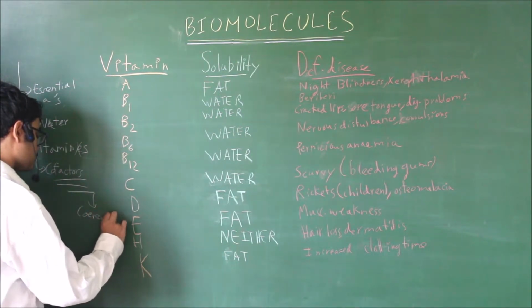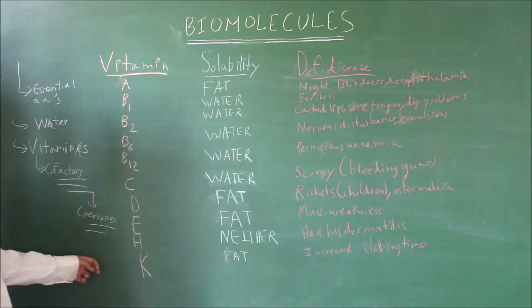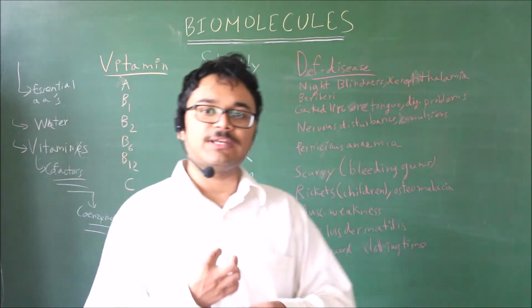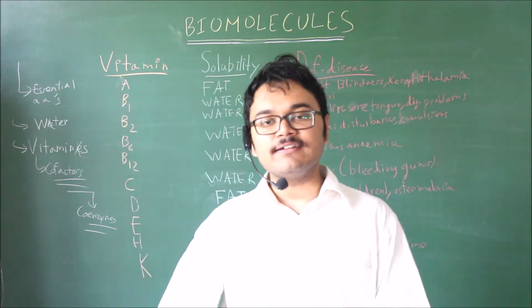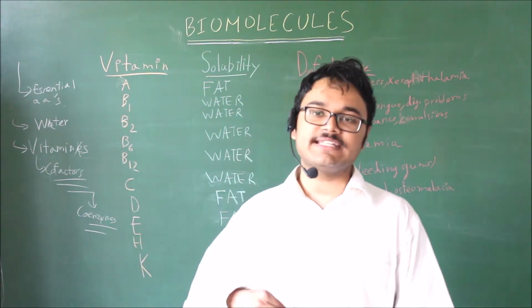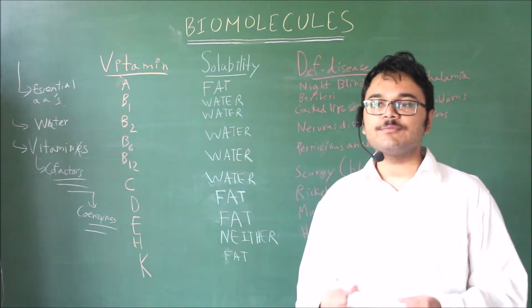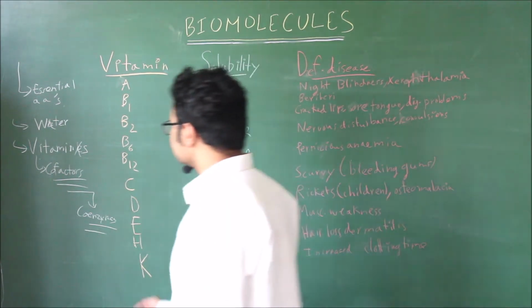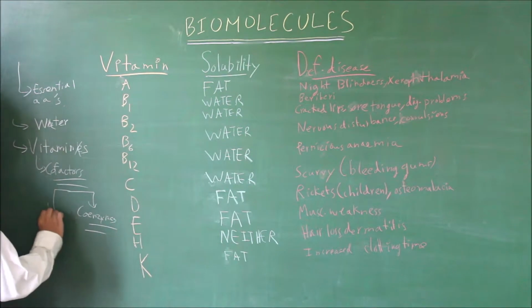Coenzymes are what vitamins are. They come and bind onto the enzyme when it's being used. When the enzyme is degraded, they come off again. Maybe they'll get onto some other enzyme. They are not present with the enzyme from scratch. They're just loosely associated. And the other kind is a prosthetic group.